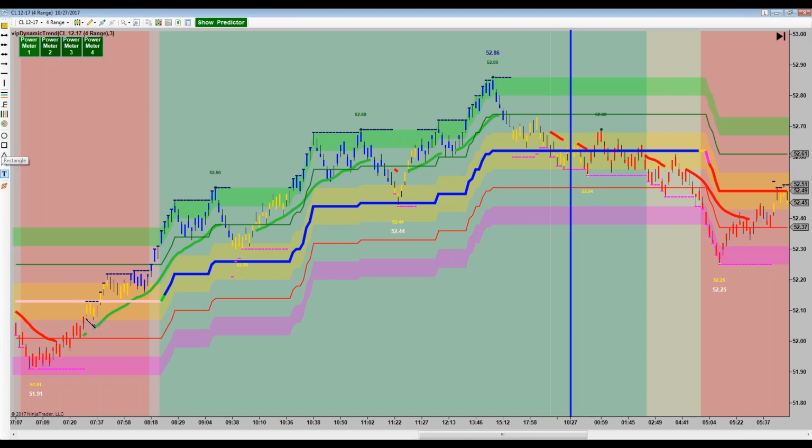So here's some examples of boxes. Here would be a good example of a region box at the mid-band. This would have been somewhere right around 7:30-ish Thursday morning. Here's another good one here.